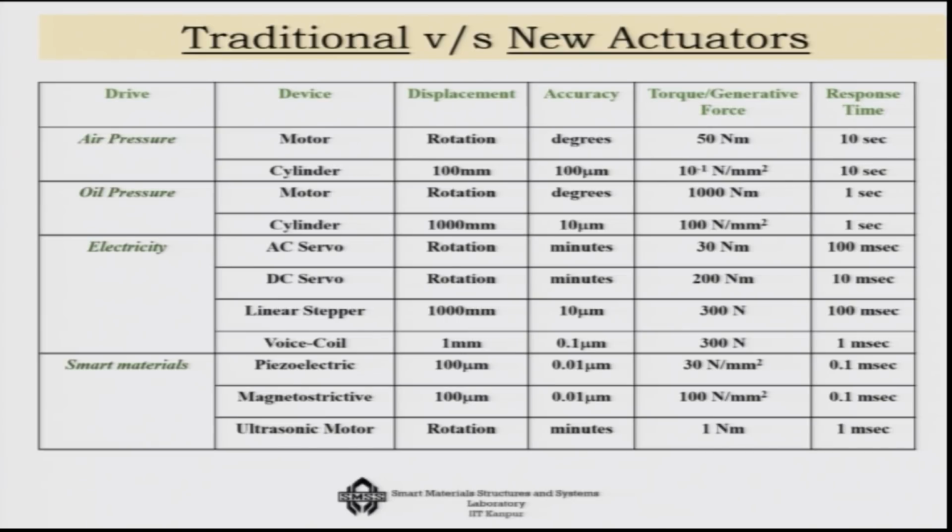If I compare traditional versus new actuators, in comparison to the traditional actuators like air pressure, oil pressure or electricity, if you look at the smart materials, you will see that they have generally lower strain ranges, but they have much higher accuracies. Compare them with the accuracies here, much higher accuracies and also much faster response time. That is what makes smart materials so special in comparison to other materials.